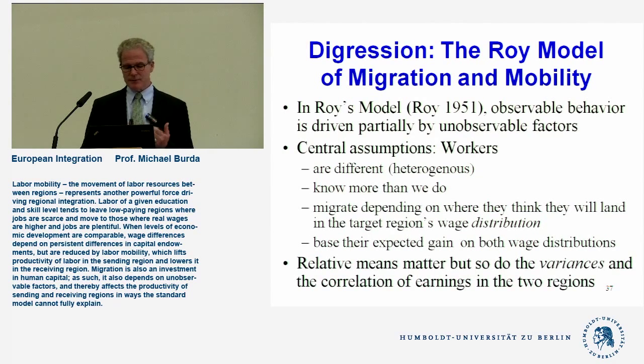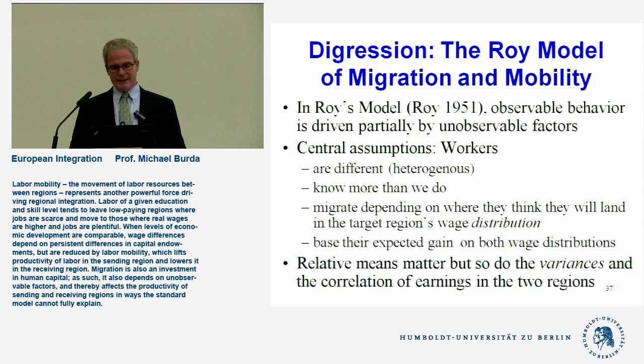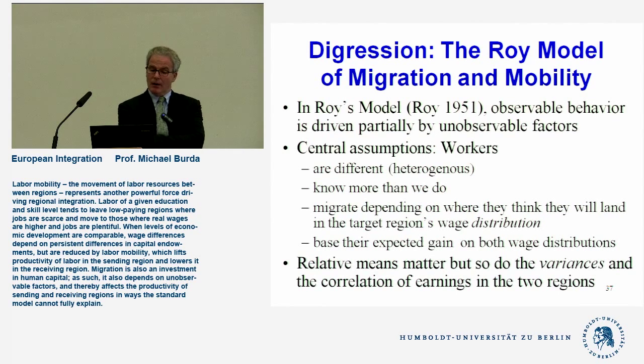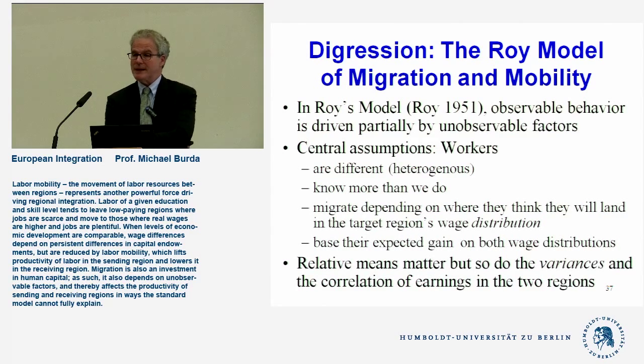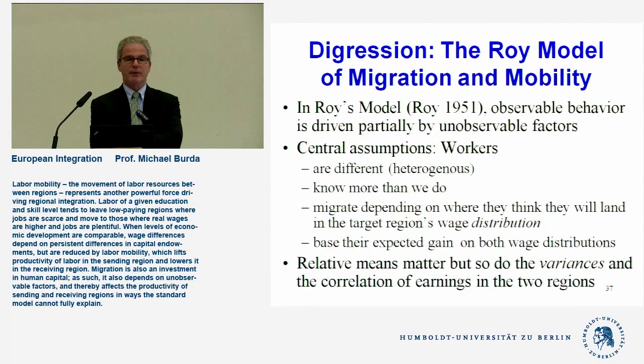Okay, so the central assumption that the Roy model makes is that workers are different, and they're different in ways that we do not and cannot observe. That just means that an econometrician who has data on workers will never be able to know exactly what makes these workers tick or what they can do. We know that the workers are doing the best they can. Otherwise, what's the point of doing economics?